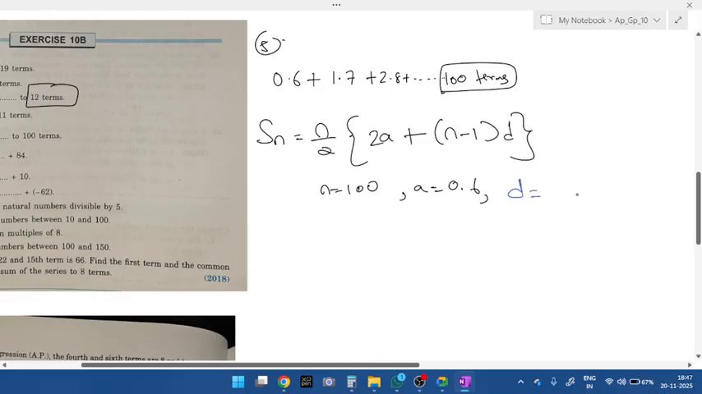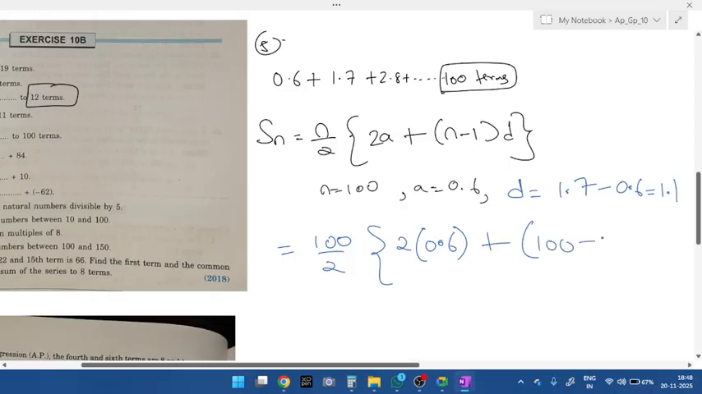Which do I have to subtract? All of you will respond. 1.7 minus, what's it? 1.1. So n is equals to 100 divided by 2 into 0.6, plus n value is again 100 minus 1 into d value is 1.1.